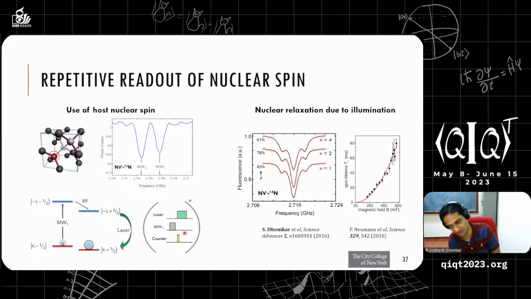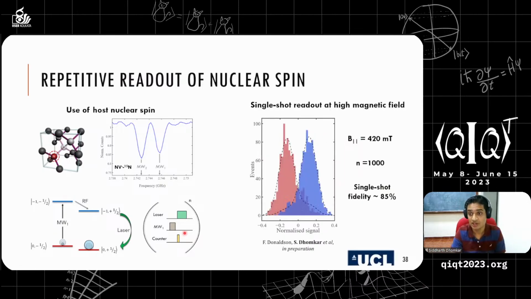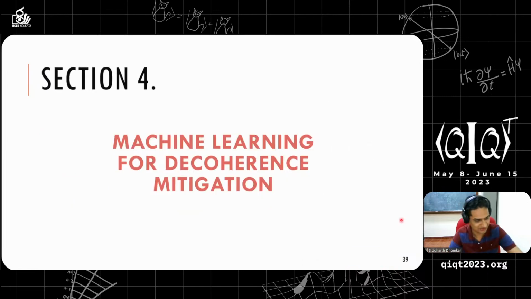You can transfer information, and then you can read out at high magnetic field and get a single shot fidelity of 85%. Imagine that. You were getting 0.05 photons only in a single shot, and now this protocol at around 420 millitesla can allow you to get 85% fidelity for a single shot. So nuclear spins are very useful, okay? Although they cause decoherence, which is the next thing that I'm going to do.